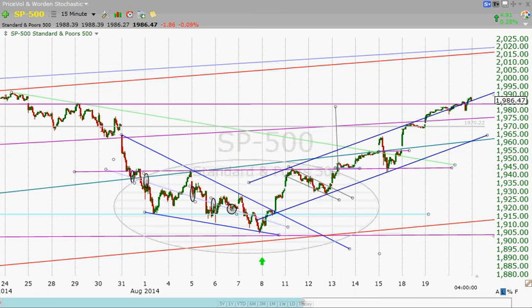SP500chart.com. It is about 10:30 Eastern Time on August 20th, 2014, and we're going to take a look at what happened today. Well, if there was any doubt yesterday about this inverted head and shoulders pattern, which is in this little oval here, if there was any doubt about that pattern meeting its target, that has been totally removed today.